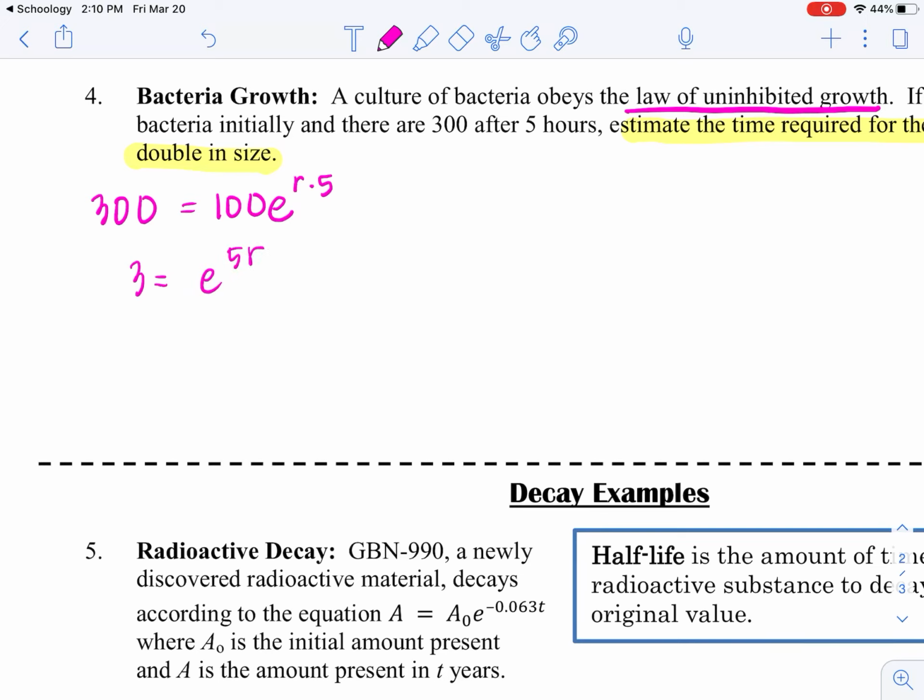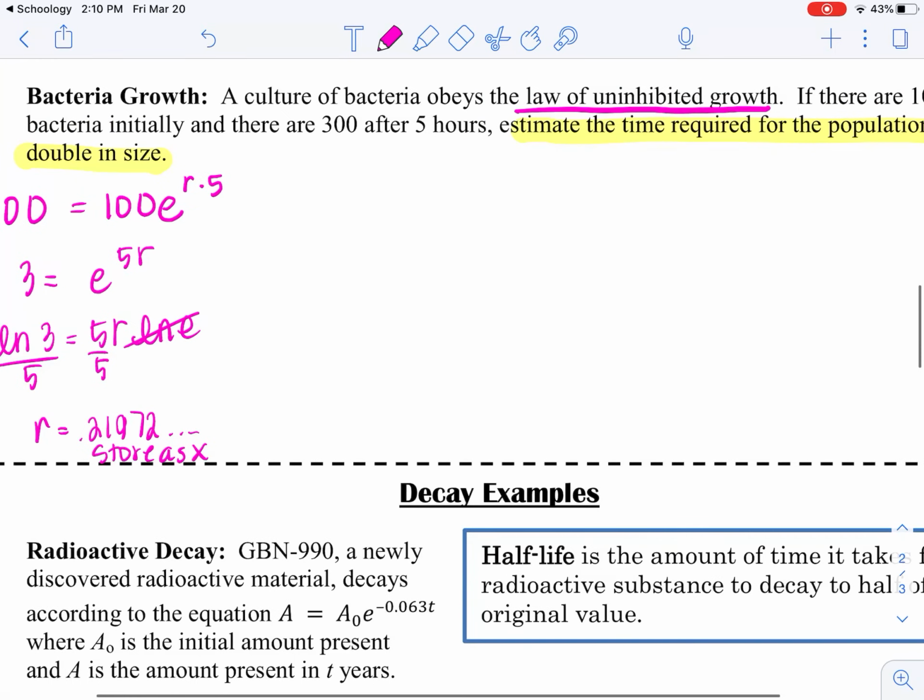Divide by 100. 3 equals e to the 5r. Natural log both sides. Natural log of e is 1. Divide by 5. Get your rate by putting that in your calculator. You should have your rate is 0.21972, so on and so forth. Store that as x.